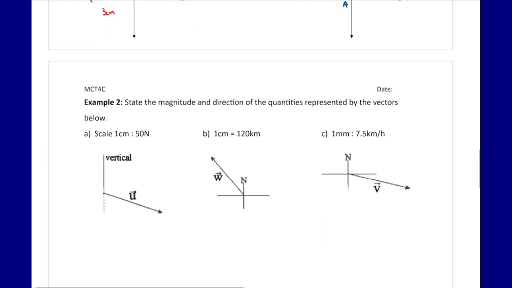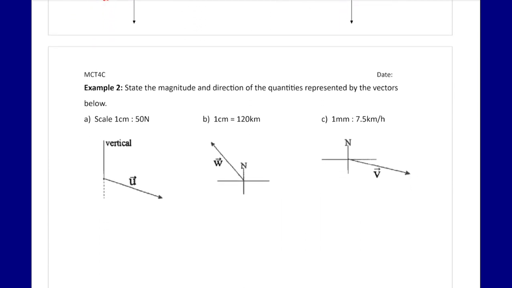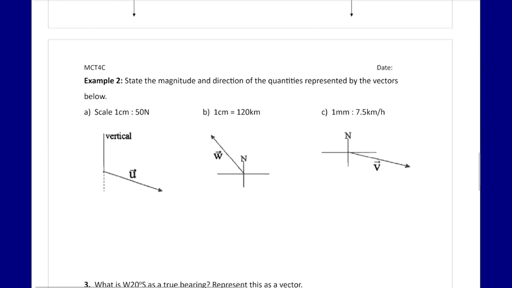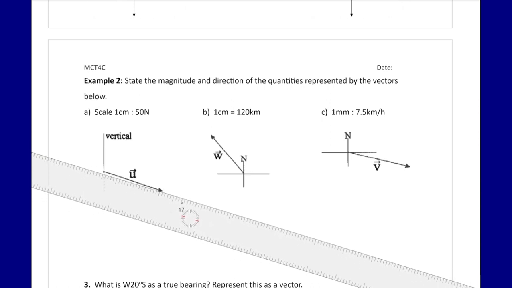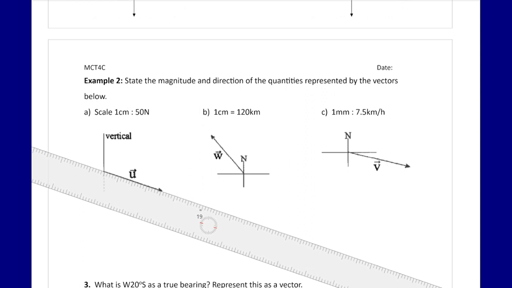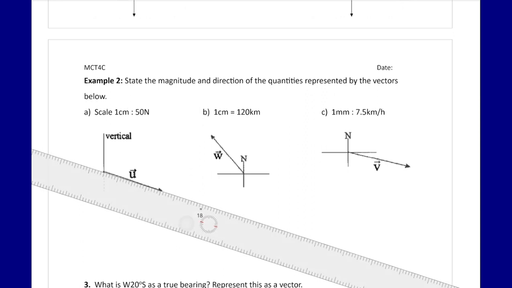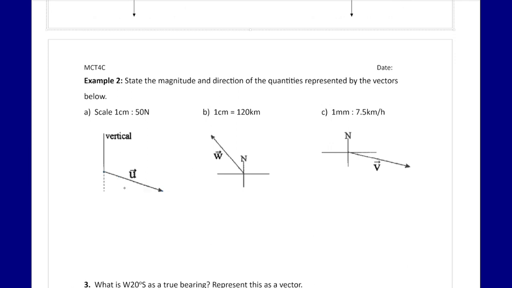Example 2, now we want to state the magnitude and direction of the quantities represented by the vectors below. So I'm told that this vector is drawn with a scale of 1 centimeter equal to 50 newtons. So I have to figure out what is the length of this vector. Again, it's going to be approximate based on what I'm using as a ruler. So if I line it up, we can see that we have 1, 2, 3, 4. So we're getting about 4 centimeters. So 4 centimeters times 50 newtons equals 200 newtons.